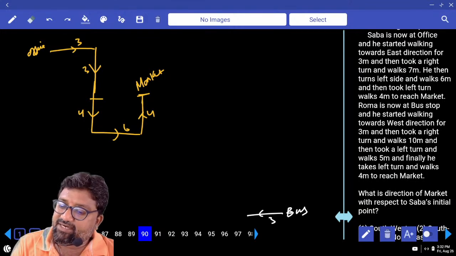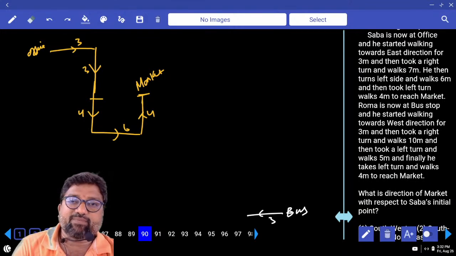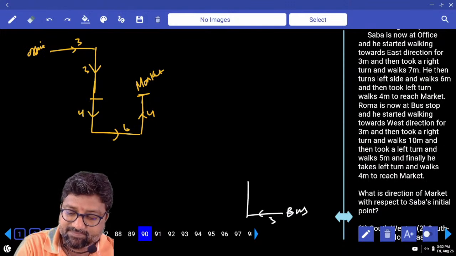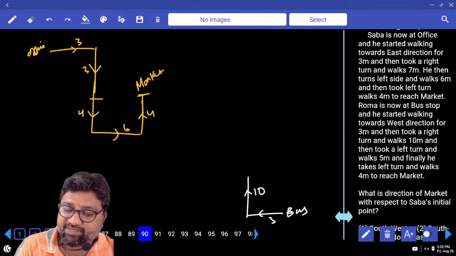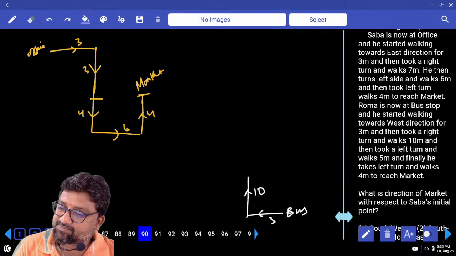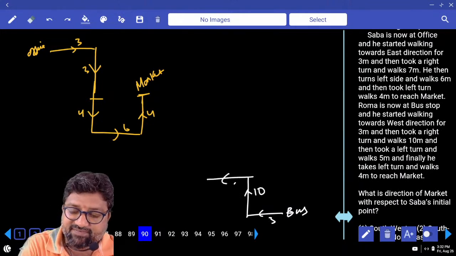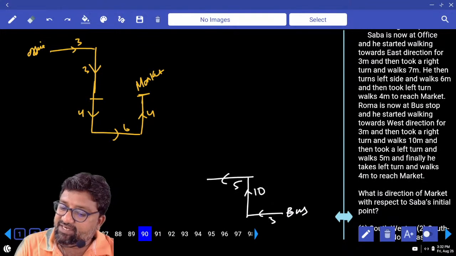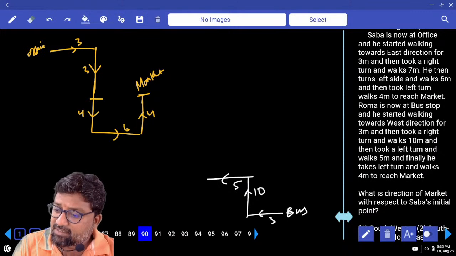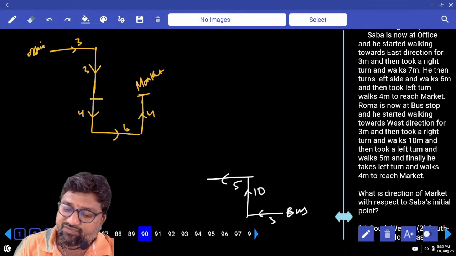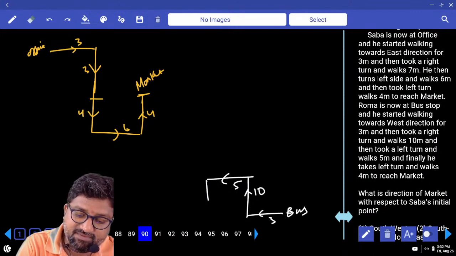And then took a right turn and walked for 10 meters. Right turn means going up, right? How many? 10. Next. And took a left turn and walked for 5 meters. This is 5 meters. And finally, he turns left and walks for 4 meters to reach what?